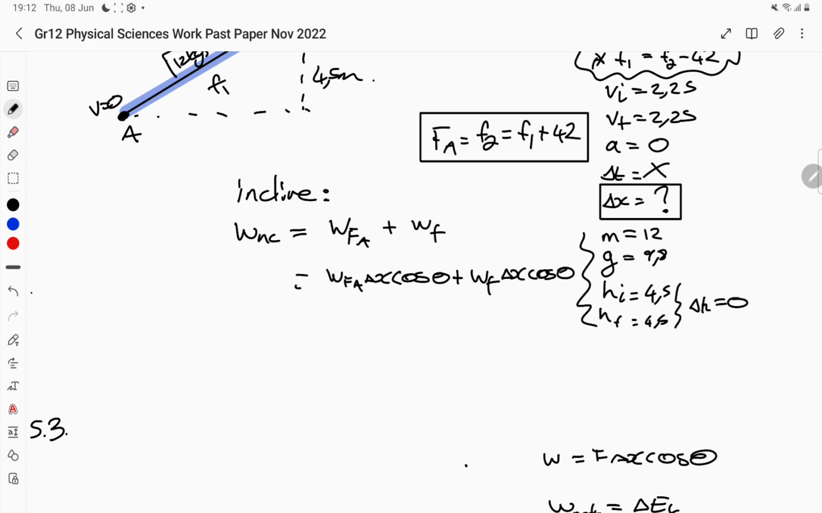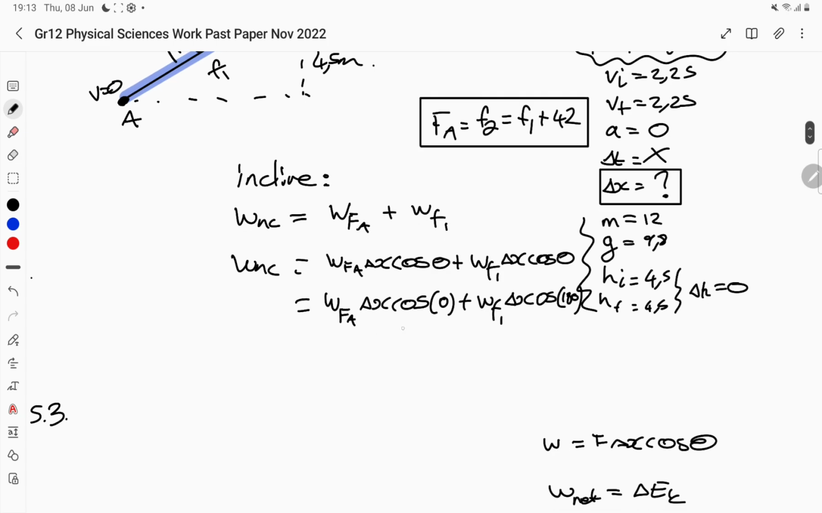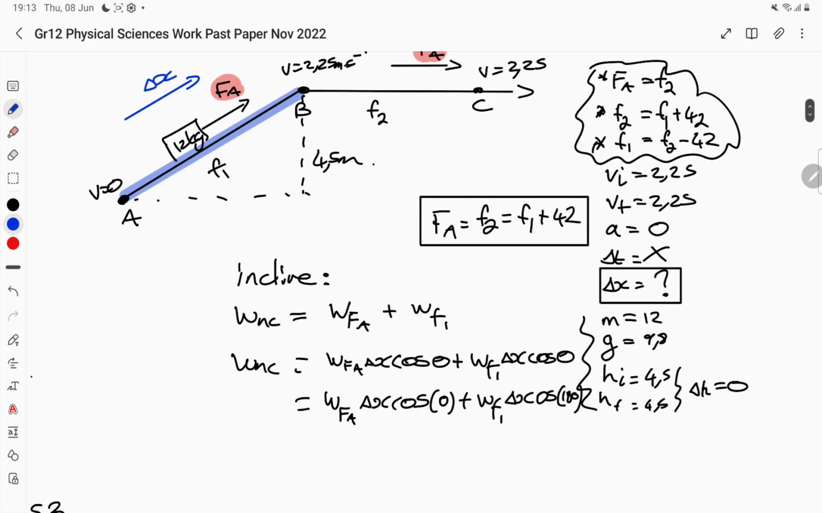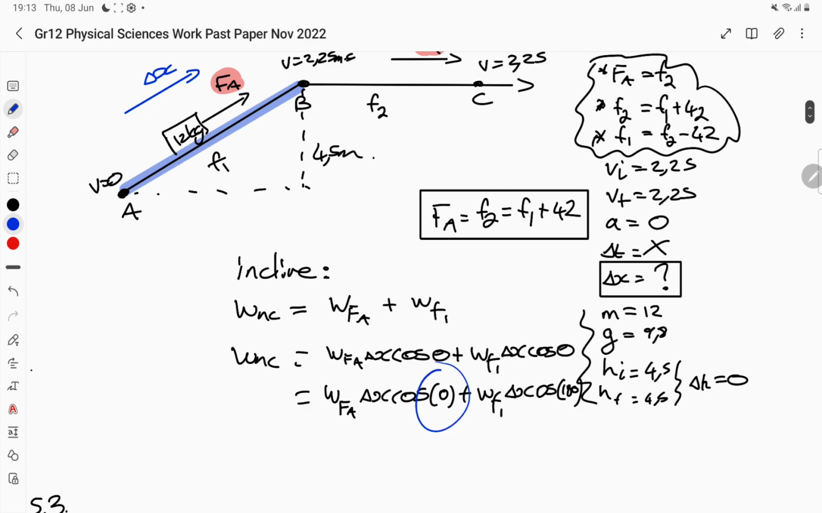There it is, I broke it up, and we worked out work non-conserved earlier as 559,58. Let's just give it a WNC for now, and sub in what we can. There we go, subbed it in. So I said cos of 0 for the force applied, looking at this situation. In the delta x, the direction of motion is this way, correct? It's going in that direction. So the applied force is in the same direction, so there's a 0 degree deviation, and the friction is in the opposite direction, so it'll be a cos of 180.